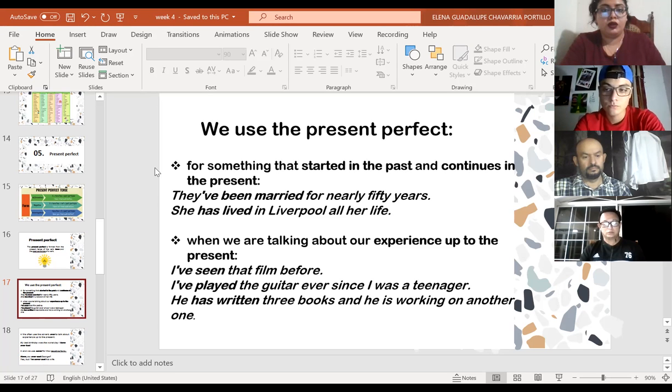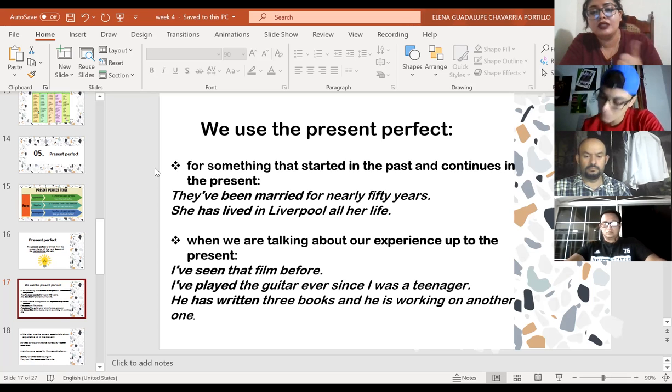Entonces, tenemos los primeros dos usos. Para algo que inició en el pasado y que todavía continúa, when we are talking about experience, la experiencia, que todavía se mantiene en el presente.